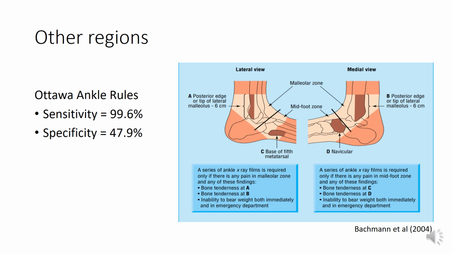So how good are the Ottawa ankle rules, which is essentially a combined use of patient complaint, clinical manual palpation, and functional testing? Well, it is actually quite good, but only for ruling in a fracture. The rules have a sensitivity of 99.6%. Now this is again incredible. For the result of a positive test, 99.6% of the patients actually have an ankle fracture. Nevertheless, the rules aren't so good for ruling out ankle fractures. The specificity of the rule is only about 47.9%.